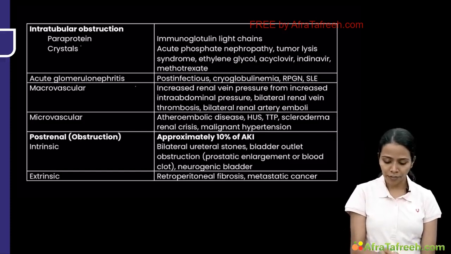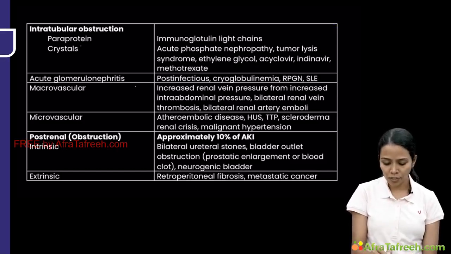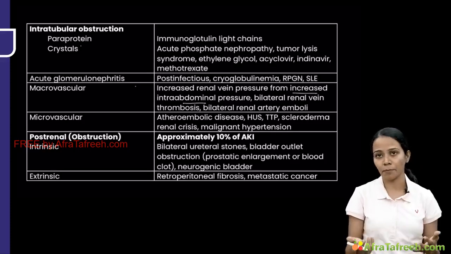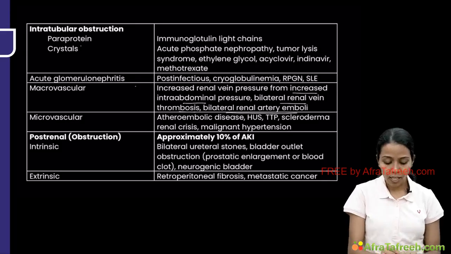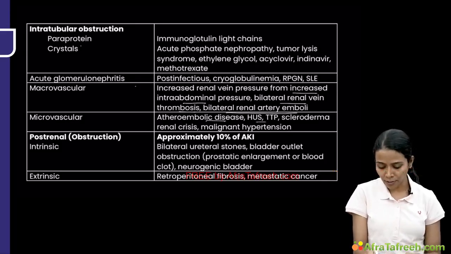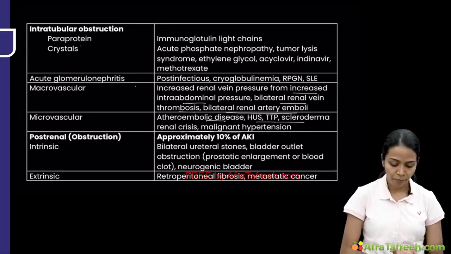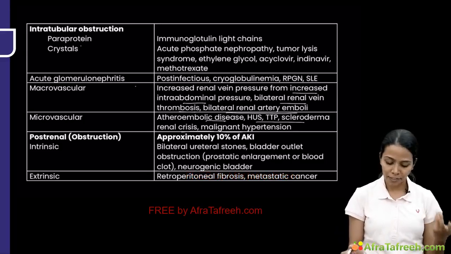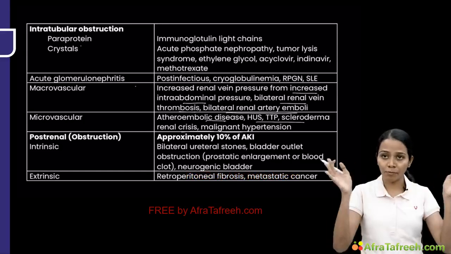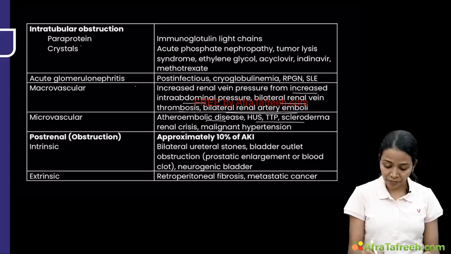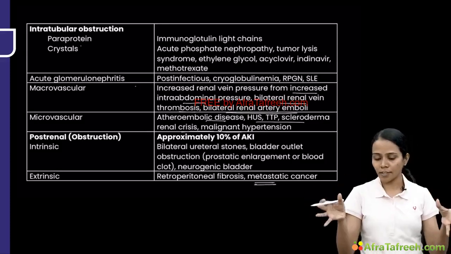Now, acute glomerulonephritis, like we discussed the causes. Macrovascular causes can be increased intra-abdominal pressure compressing the renal vein, that is abdominal compartment syndrome, or bilateral renal vein thrombosis, or bilateral renal artery emboli. So all these things. Microvascular is atheroembolic disease, HUS, TTP, scleroderma renal crisis, and malignant hypertension. Okay. Post-renal is obstruction. It can be intrinsic, like stones or bladder outlet obstruction or neurogenic bladder, or it can be something extrinsic like retroperitoneal fibrosis or a cancer obstructing the pathway.